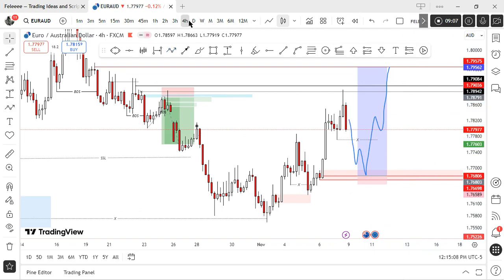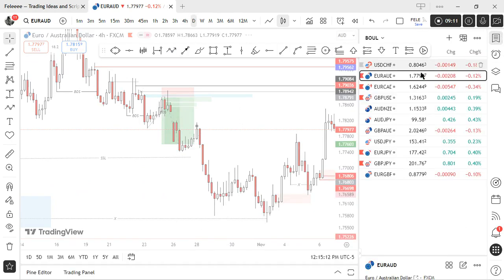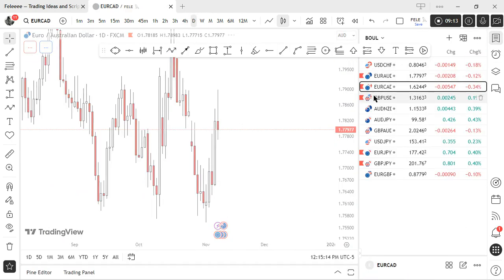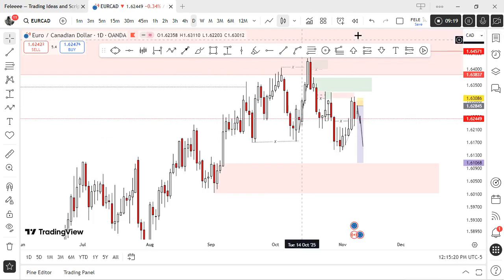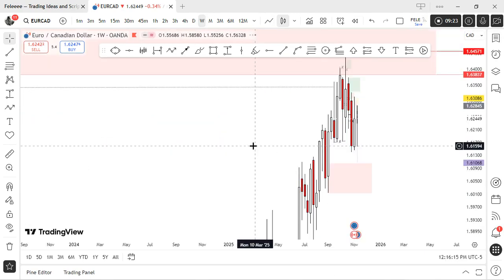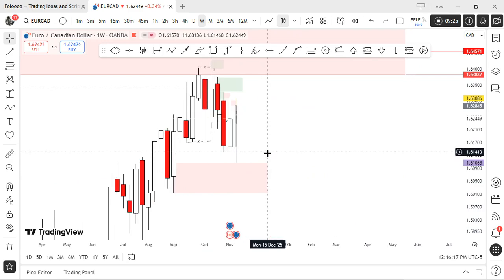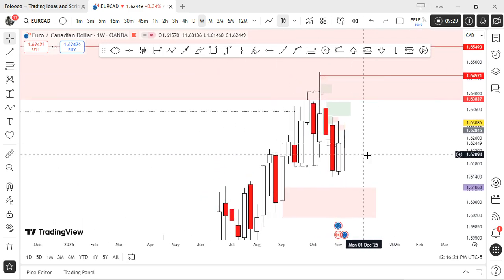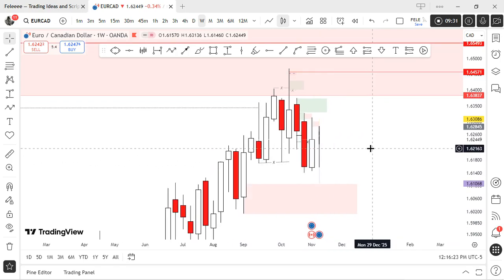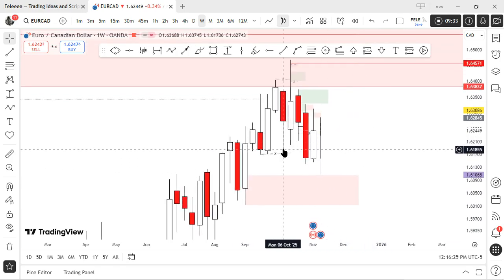I don't want to make these videos too long, so I'm going to jump to another pair. This is EURAUD. As we jump to the weekly, there's something I wanted you to see here.